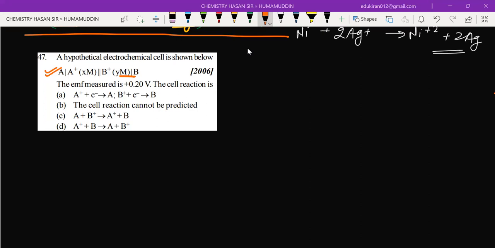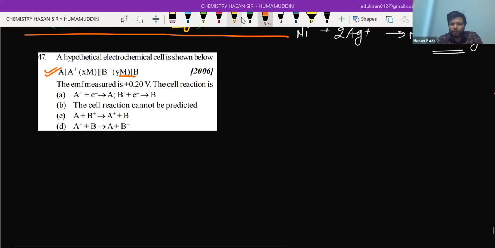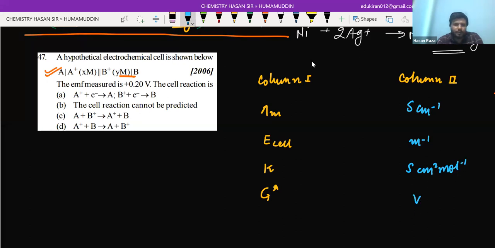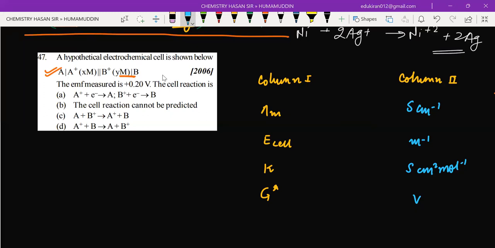Sir, see. Very good. Now I'm going to give you questions like match the column. This is lambda m, this is your E cell, electrode potential. This is your kappa, and this is your G star. You need to match with the unit, you can see. Please do this. You can go for A, B, C, D, and this is your P, Q, R, S.